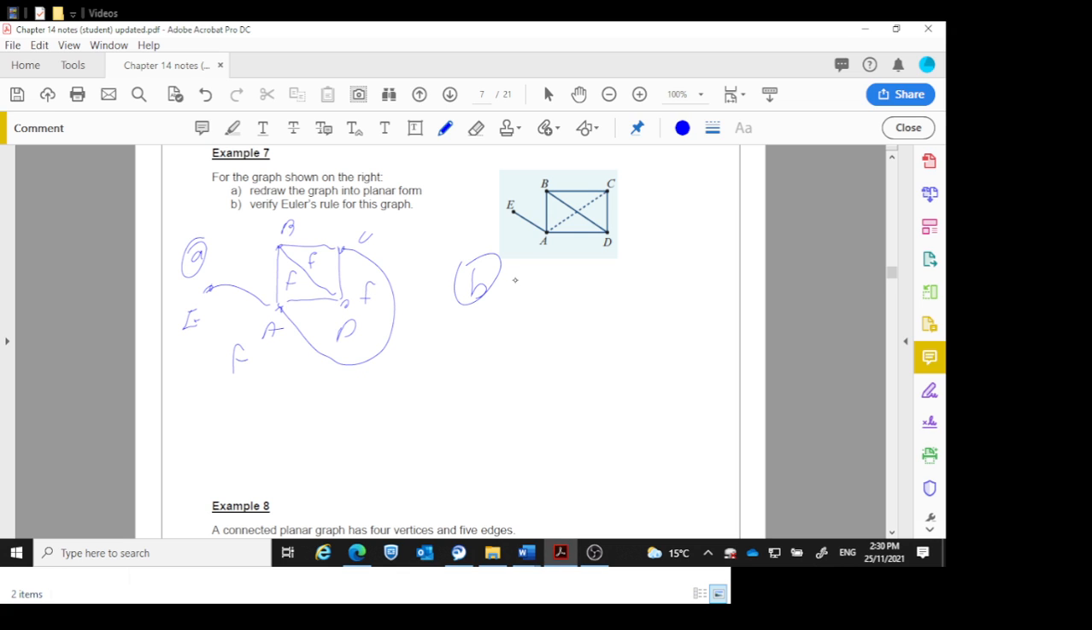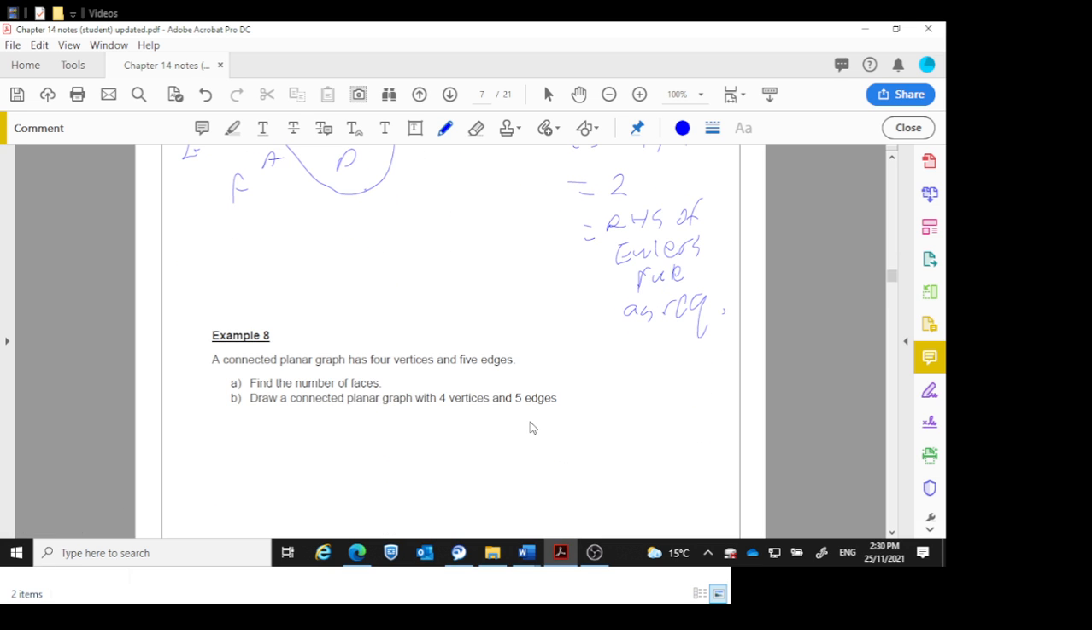So the left-hand side is V minus E plus F. Vertices, I can count, there are 5 vertices. Edges, 1, 2, 3, 4, 5, 6, 7. Faces, there are 4. 5 minus 7 plus 4 equals 2, which equals the right-hand side of Euler's rule as required. So we have verified it, we've proven it.